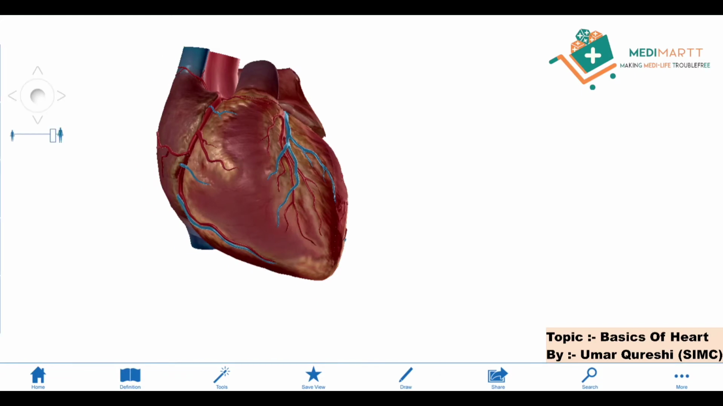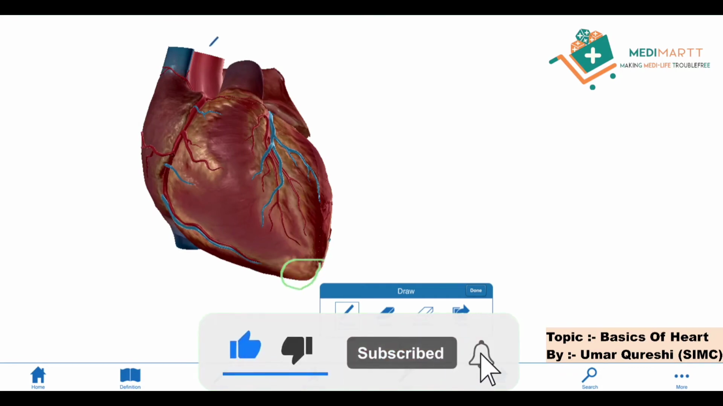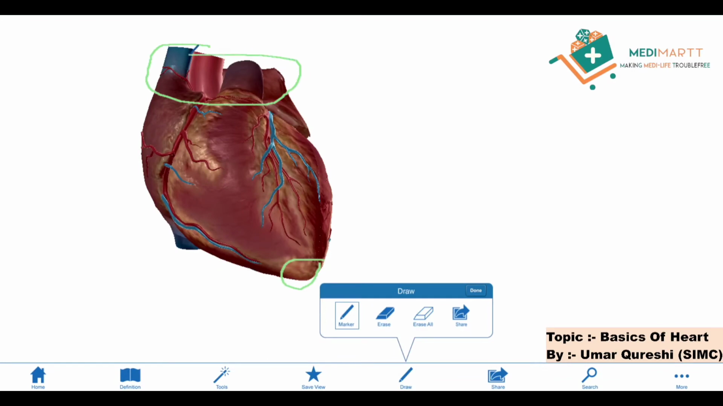Now we will see there are a lot of parts present in it. First of all, this part over here is the apex of the heart. Then this part over here is the base of the heart. Then there are three surfaces. This is the sternocostal surface. Why sternocostal? Because it lies on the back side of the sternum and the ribs. Costal means the ribs, that's why it is the sternocostal surface.